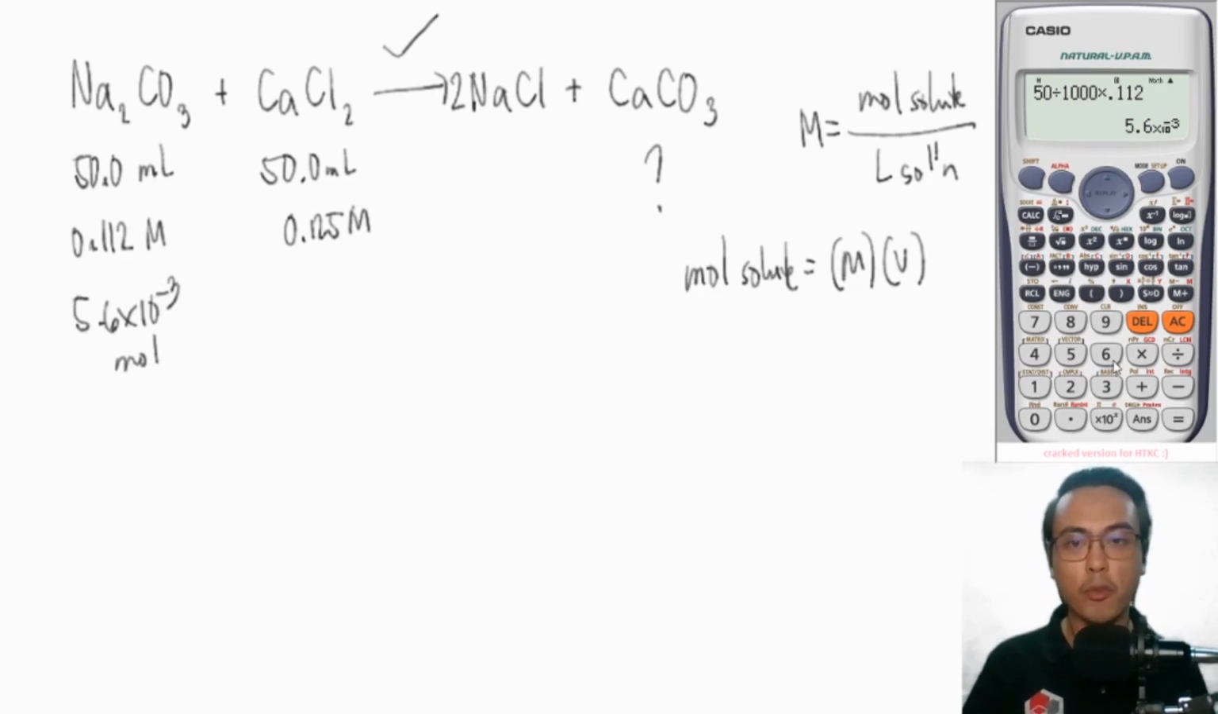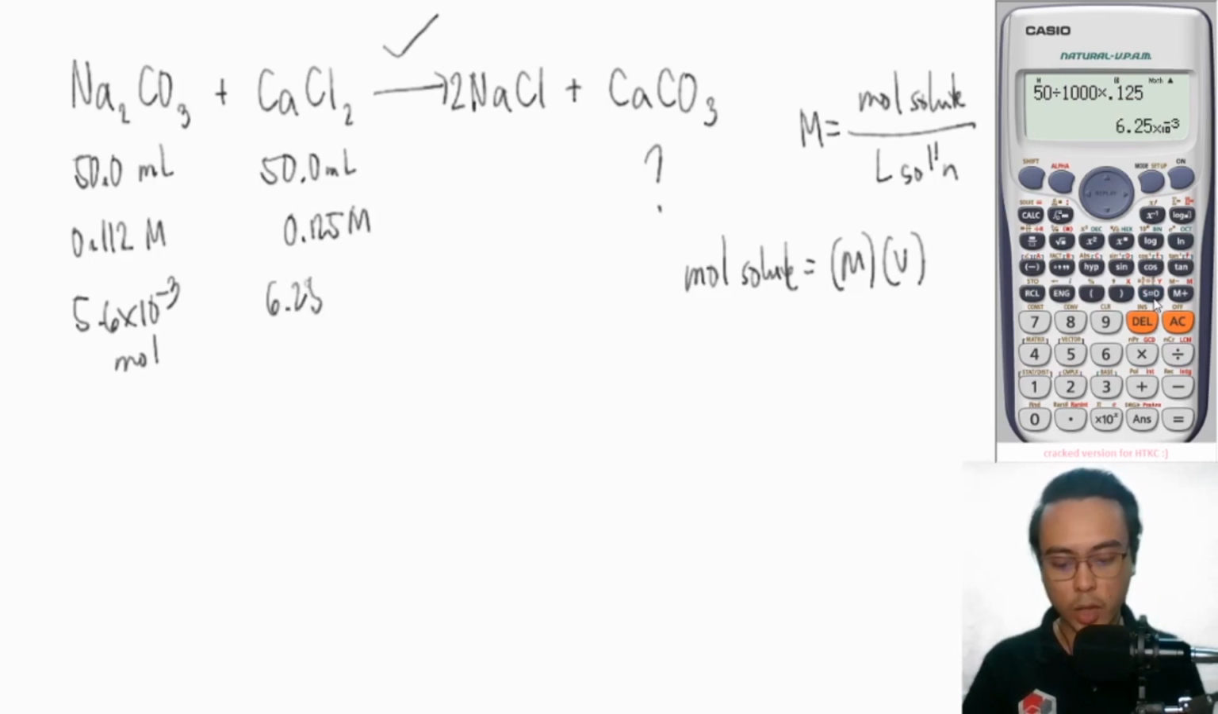Next, we do the same for calcium chloride, that is 50 divided by 1000 to convert it to liters, multiplied by the concentration 0.125. The answer is 6.25 times 10 raised to negative 3 moles of calcium chloride.